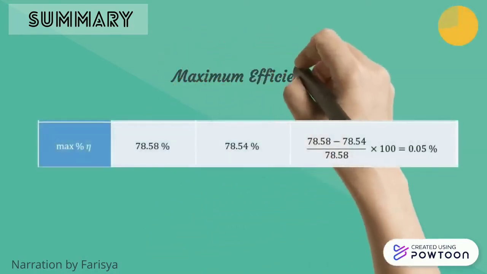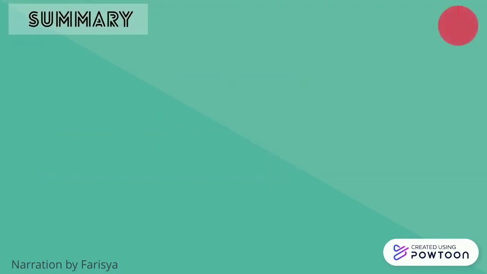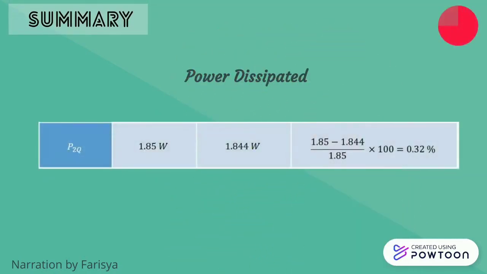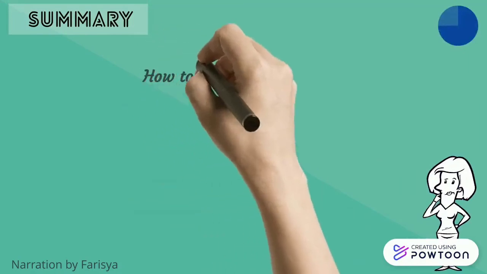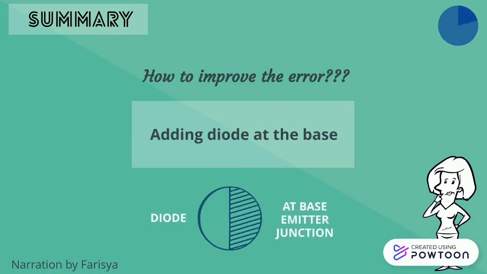Next, the error of the maximum efficiency for calculation and simulation is 78.58% and 78.54%, which has 0.05% of error. Last but not least, the error of power dissipated for calculation and simulation is 1.85 watt and 1.844 watt, which is 0.35% of error. To improve the error is by adding a diode at the base, since diodes share the same work principle at the base emitter junction.